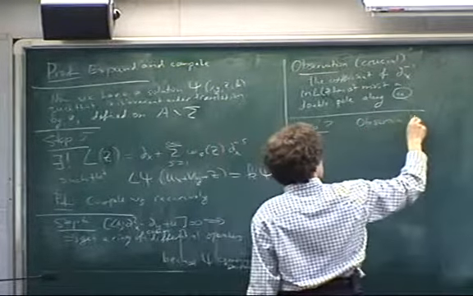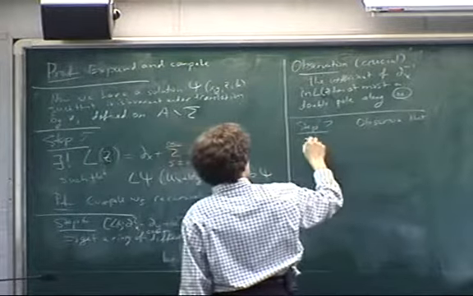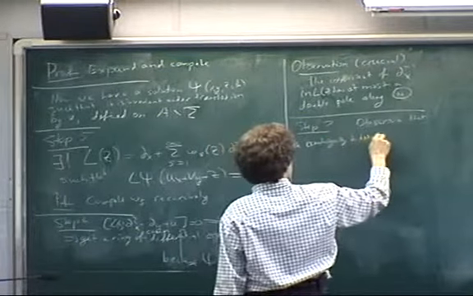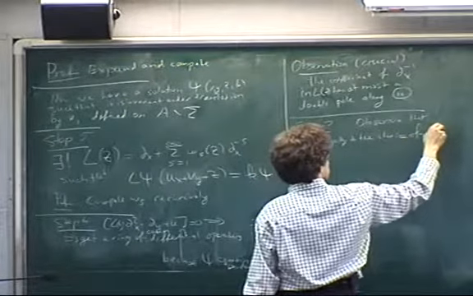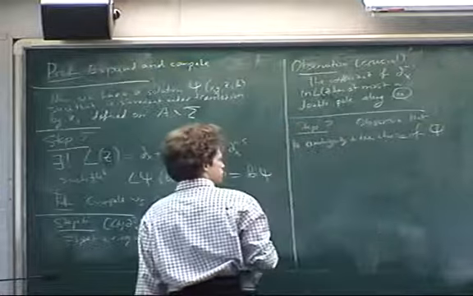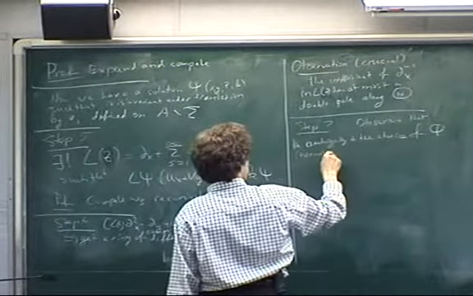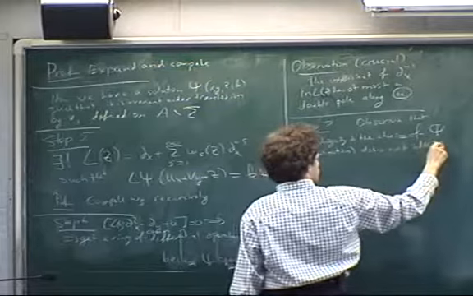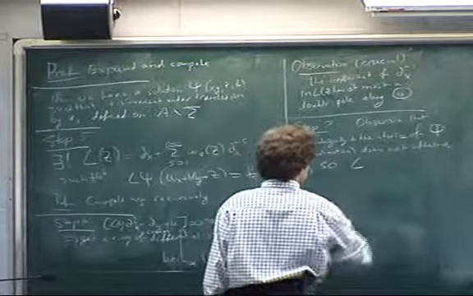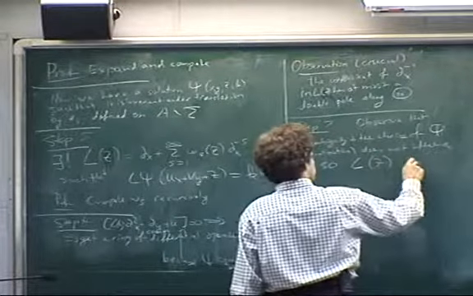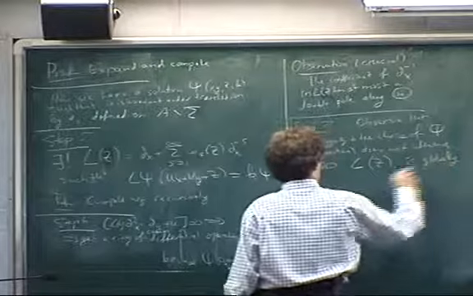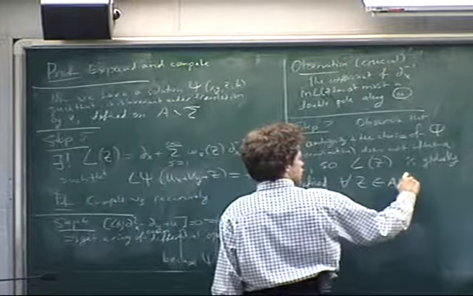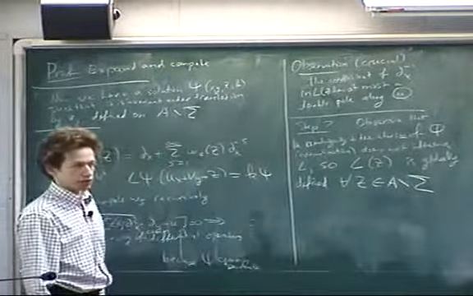Okay. Step 7. Observe that the ambiguity in the choice of the normalization does not influence the operator L. So L of z is globally defined, for any z on the abelian variety away from this bad locus, which we still cannot deal with.